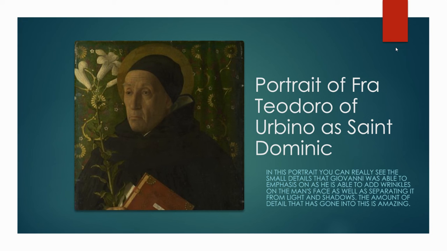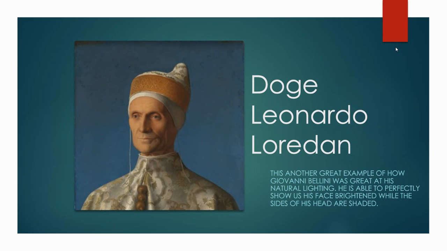as many people back then, I believe, would put designs on their books. Even there, you could see the little design as most books have in the middle. This is the portrait of Doge Leonardo Loredan, is how I believe you pronounce it. It's another great example of how Giovanni was able to use great natural lighting and be very detailed as well.